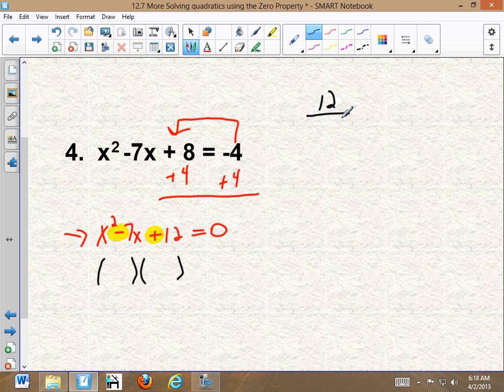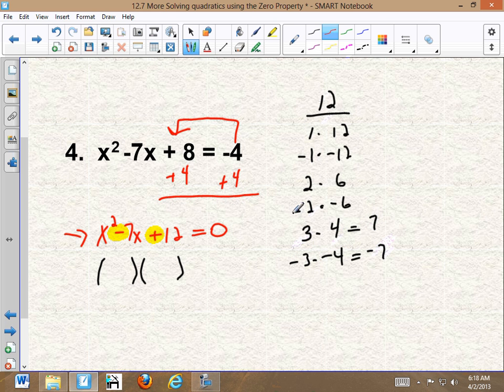I have to multiply to get 12, so I can go 1 times 12, negative 1 times negative 12, 2 times 6, negative 2 times negative 6. This equals 13 when I add them. This equals 8 when I add it. 3. Can 3 go into 12? Yes. 3 times 4 equals positive 7 when you add it. Negative 3 times negative 4 equals negative 7 when you add it. That's what I want right here. This is my answer. So, x minus 3, x minus 4.